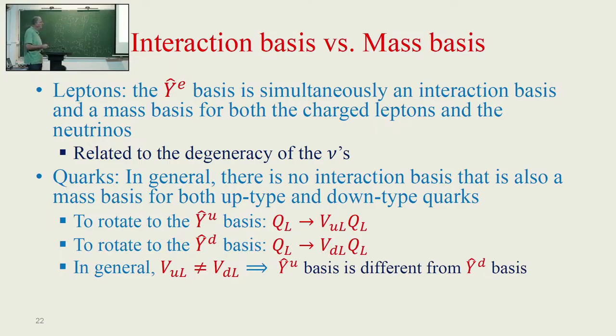And if VU left were equal to VD left, then the down mass eigenstates and the up mass eigenstates would be SU2 partners of each other. The left-handed ones would be in doublets. But if VU left is different from VD left, these are different bases, and so the mass basis for the up is different from the mass basis for the down.